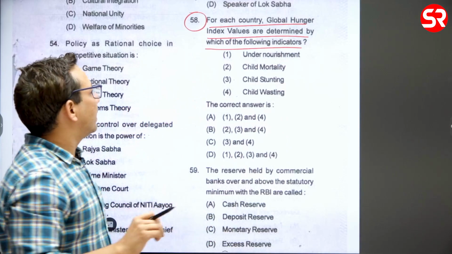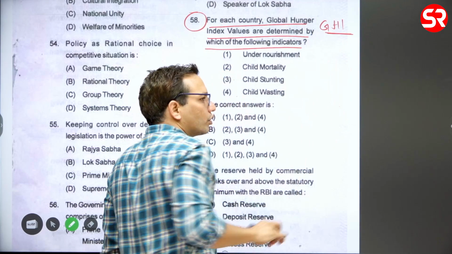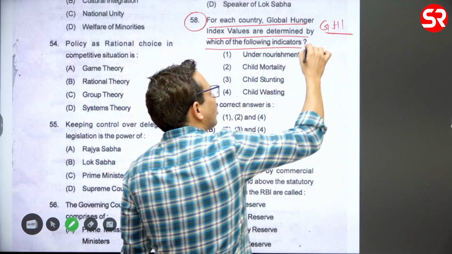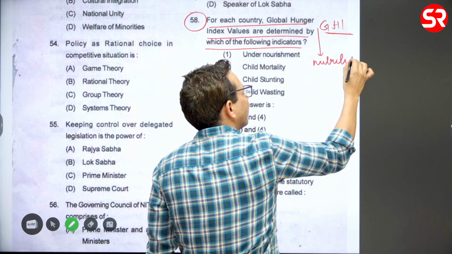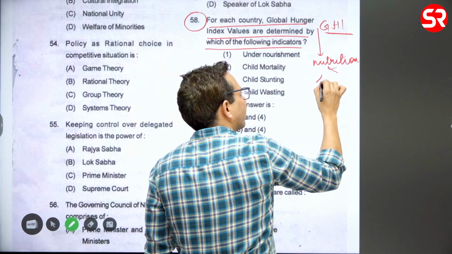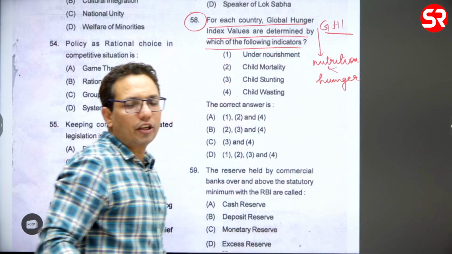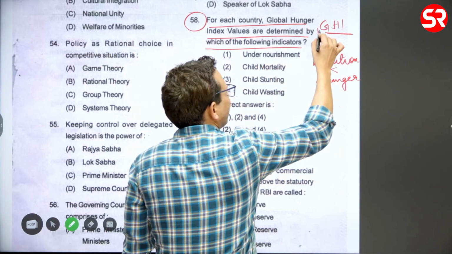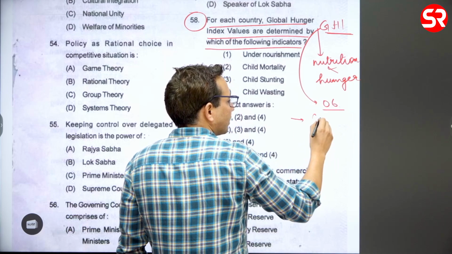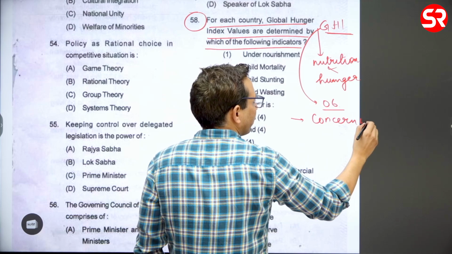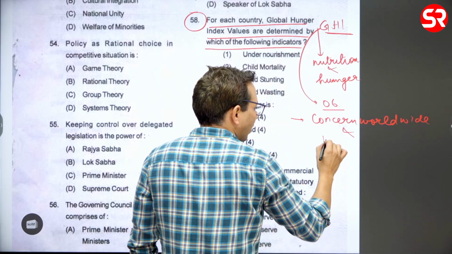Look, global hunger index, GHI, as it is used most of the times, actually tracks the performance of countries in terms of nutrition and hunger. That is, how countries are performing in terms of nutrition and hunger. This report, Global Hunger Index, has been brought out since 2006 by Concern Worldwide and Welthungerhilfe.